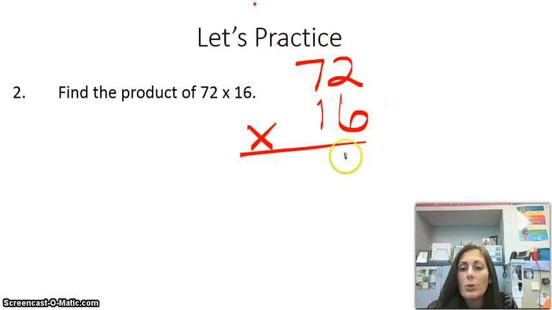6 times 2 is 12. Carry my 1 over to the tens place. 6 times 7. Now, you guys, if you're struggling with your 6s or your 7s, it's always a good idea to use facts you know. Like 6 times 6 is really easy for me. That's 36. So 6 times 7 would just be 36 plus another 6. So that's 42 plus 1 is 43.